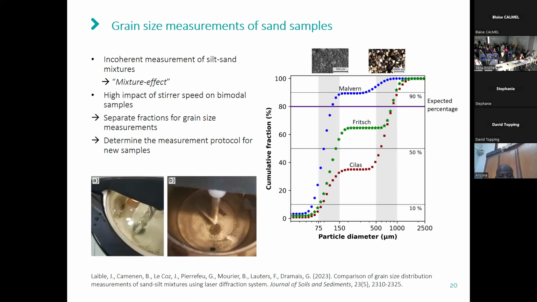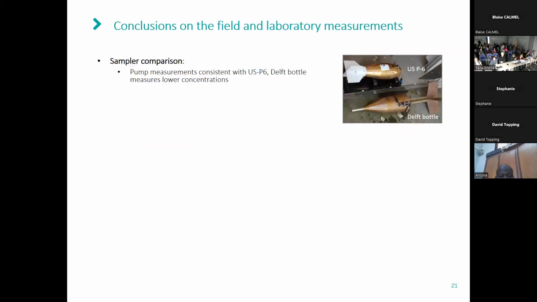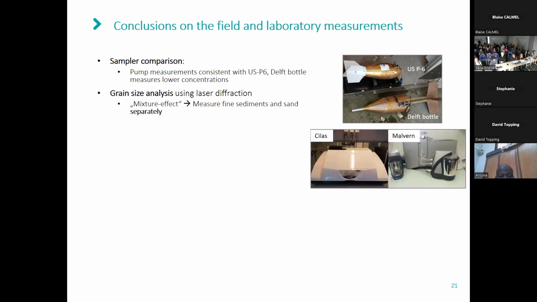the characteristics beforehand. So now to conclude on these field and laboratory measurements, we've seen in this sampler comparison that the results of the pump and the P-6 are relatively consistent in terms of concentration and grain size, and that the Delft bottle tends to measure lower concentrations than the US P-6 sampler. Concerning the grain size analysis using laser diffraction, we have seen the so-called mixture effect, so I recommend measuring fine sediment and sand particles separately for the grain size analysis, which I also did for all my grain size analysis for this thesis.